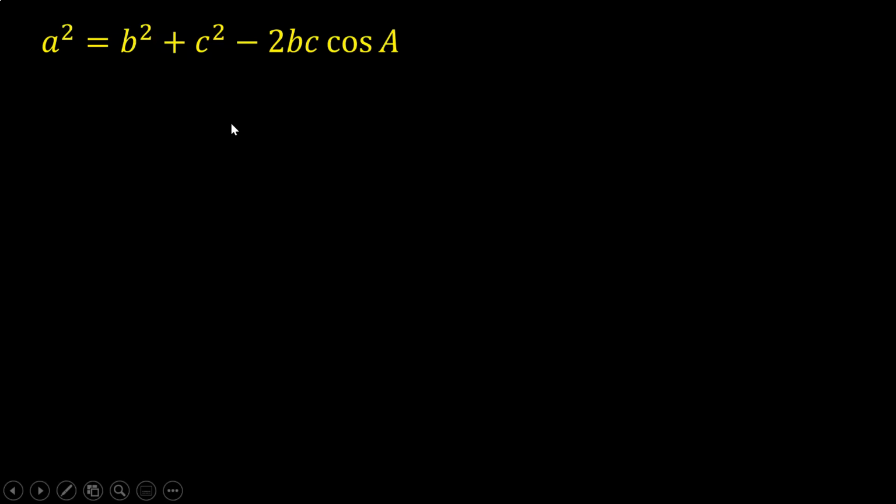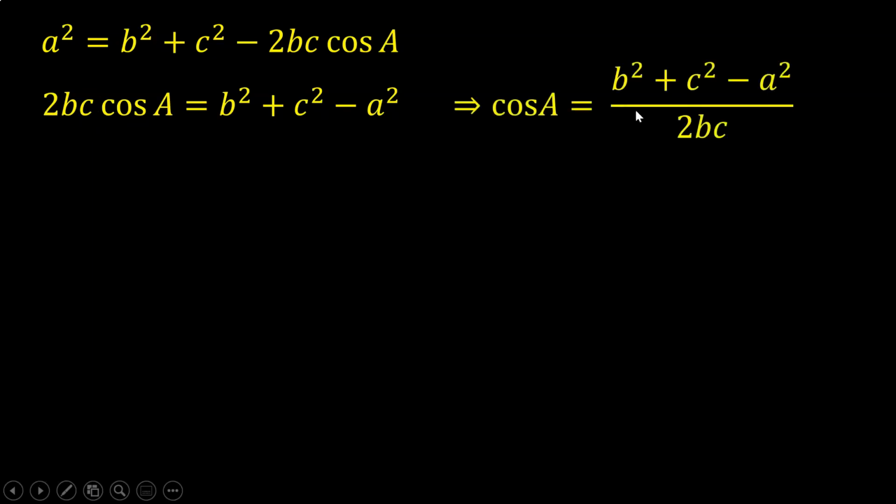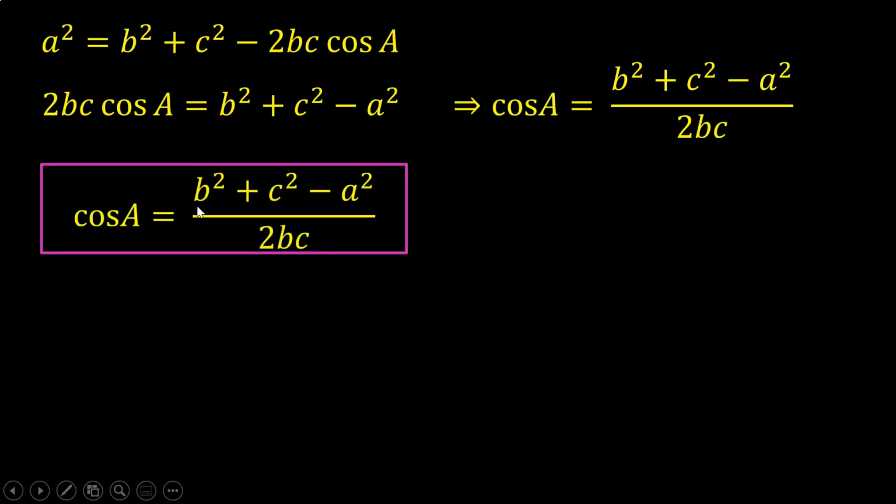So we have the cosine rule, this one. This can be written in a slightly different way with cos A on one side. For example, let us take 2bc to the LHS and bring a square to the RHS. So we have 2bc cos A is equal to b square plus c square minus a square, and bringing this 2bc to the RHS, we have cos A is equal to b square plus c square minus a square upon 2bc. In a similar manner, we can rewrite the other two formulas as well and obtain cos B and cos C.